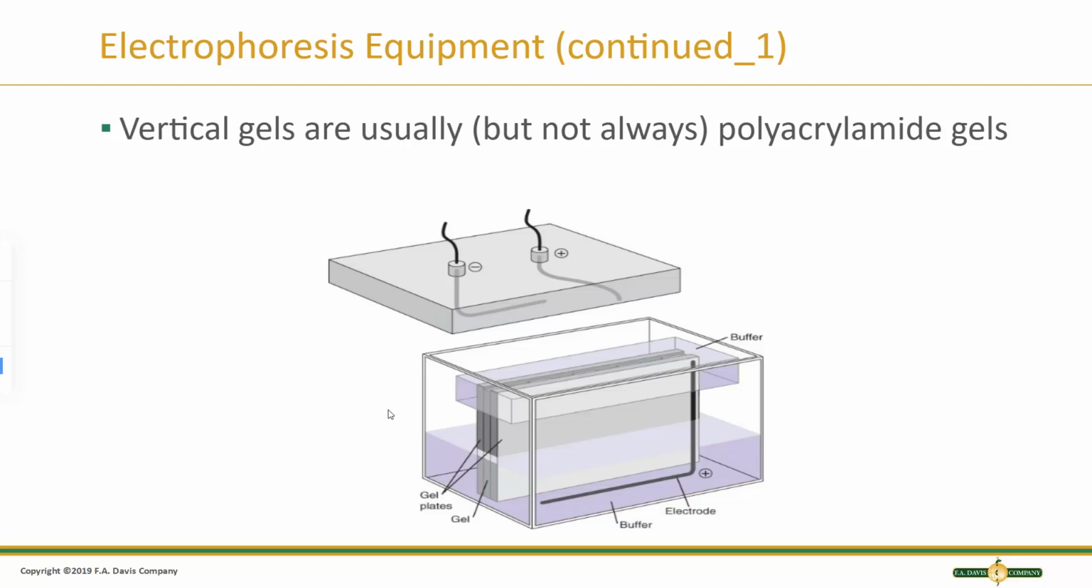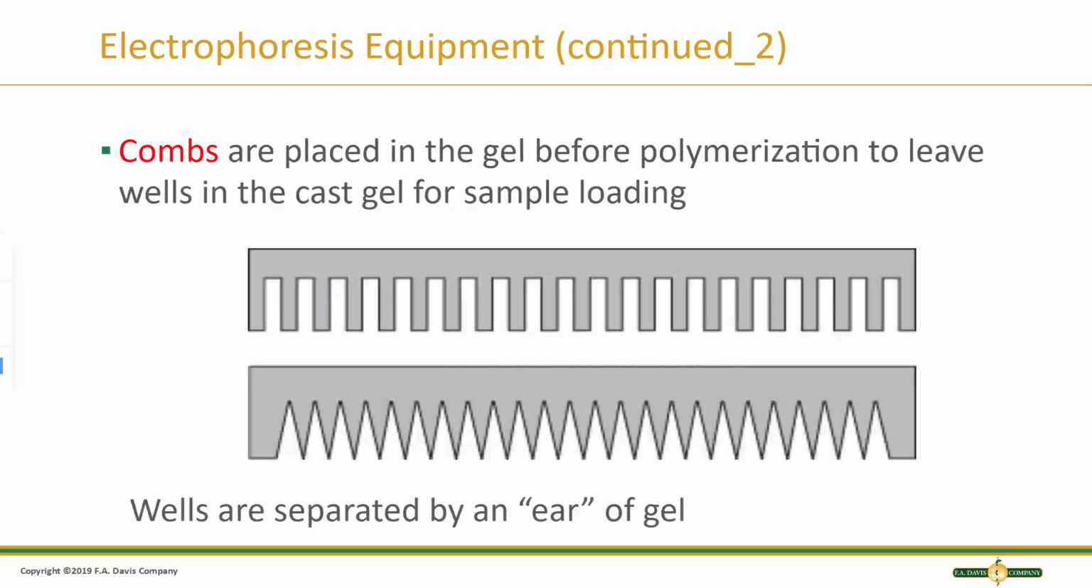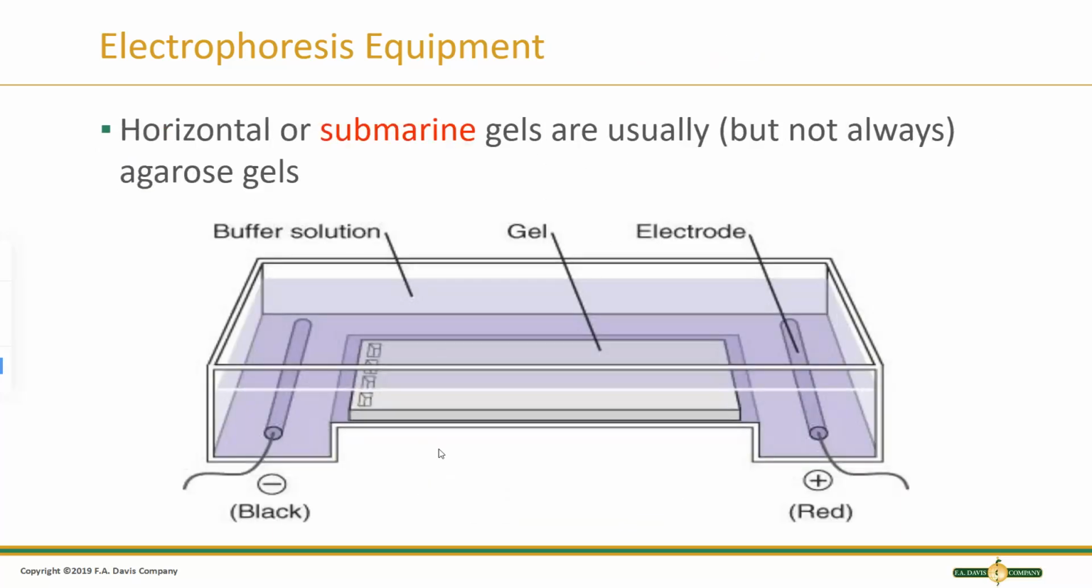Vertical gels are usually, but not always, polyacrylamide gels. So you would run it in the top, and then it would be drawn down toward the positive electrode. Combs are placed in the gel before polymerization to leave wells in the cast gel for sample loading. So here are different types of combs that can be used. Basically, that's going to help make these indentations in the gel.